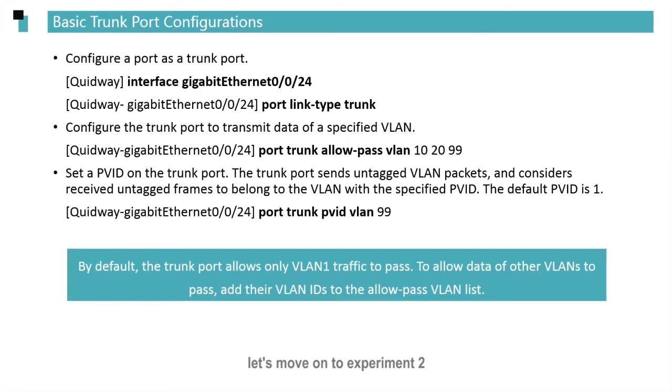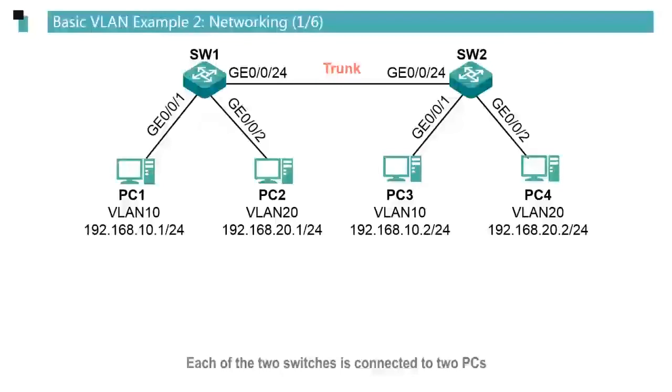Okay, let's move on to experiment 2. Each of the two switches is connected to two PCs. PC1 and PC3 belong to VLAN 10, with addresses 10.1 and 10.2 respectively. PC2 and PC4 belong to VLAN 20, with addresses 20.1 and 20.2 respectively.